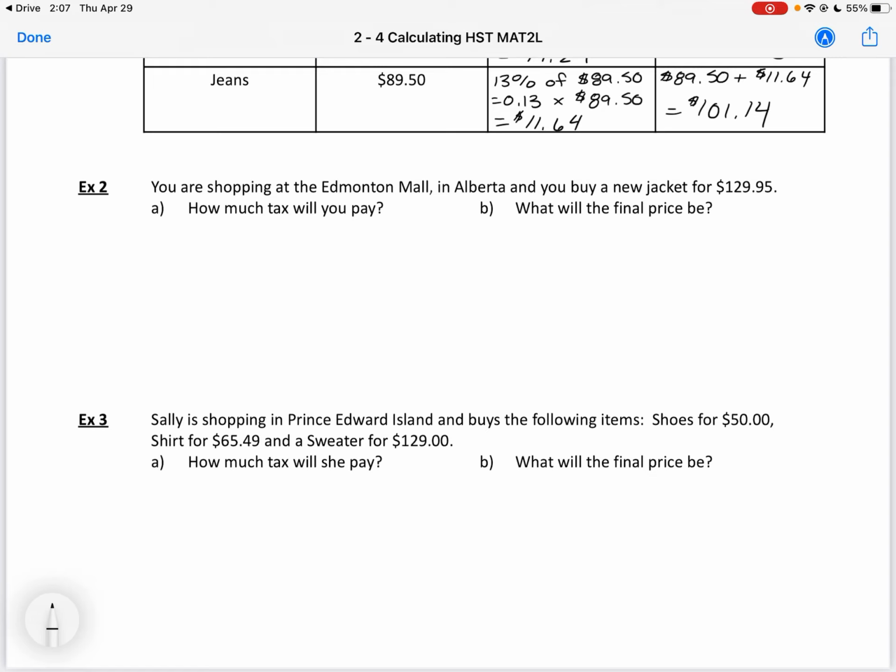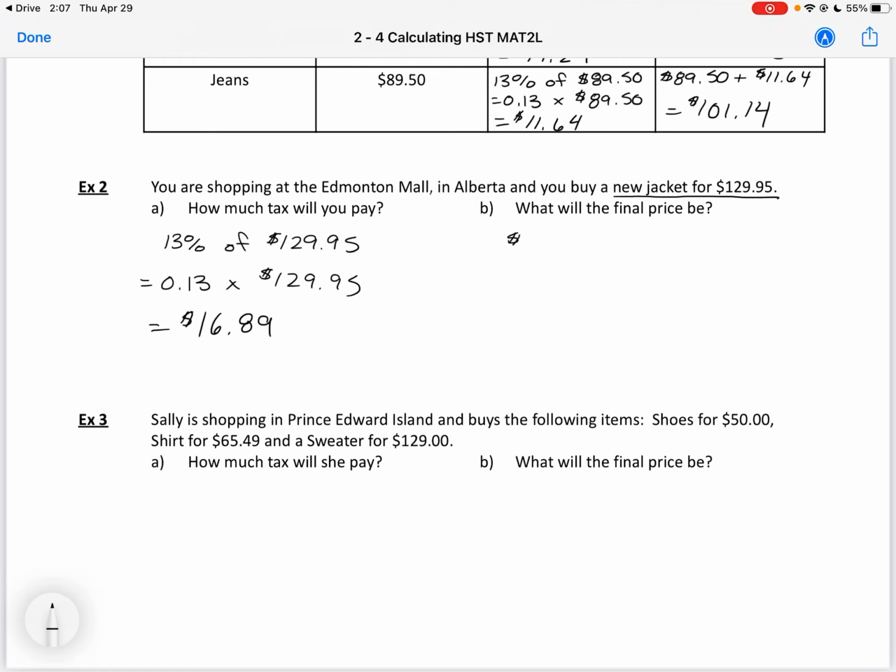So we just have to interpret what it's asking. So I buy a new jacket for $129.95, and the first thing I'm going to figure out is how much tax I'm going to pay. So I know that I'm going to pay 13% of $129.95. I'm going to change the percent to a decimal, of to a times, and then I'm going to multiply those together. So 0.13 times 129.95 is going to give me $16.89.